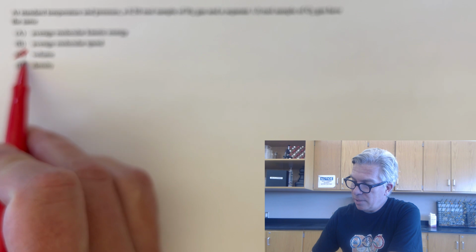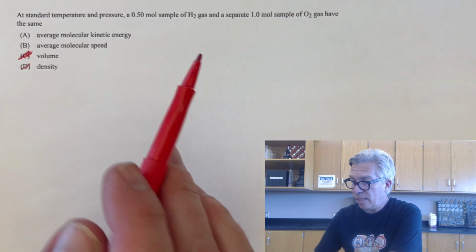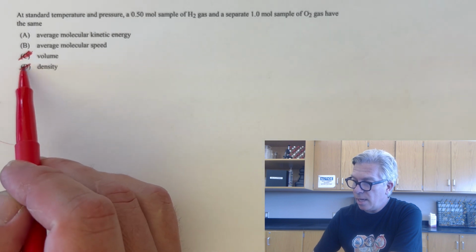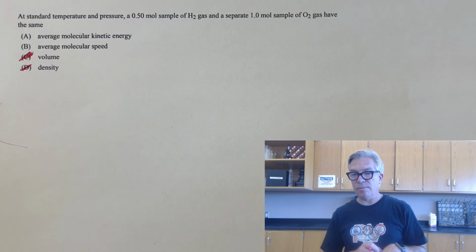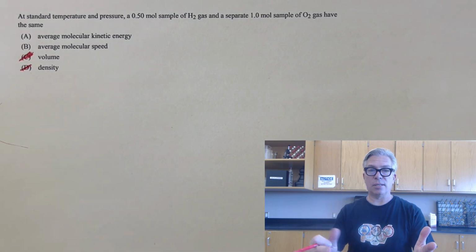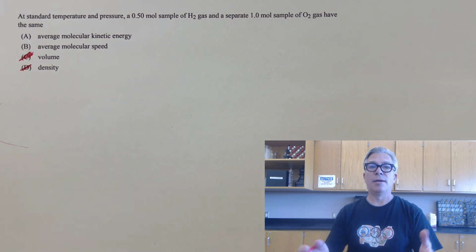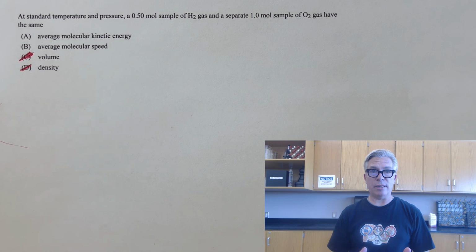They would not have the same densities because oxygens are much heavier than hydrogen, so the higher mass would give you a different density. And we have to narrow it down between these two. Will they have the same kinetic energy or molecular speed? Well, you have to remember, you have to laser focus for this episode and life in general, that temperature gives you kinetic energy. It does not give you speed.